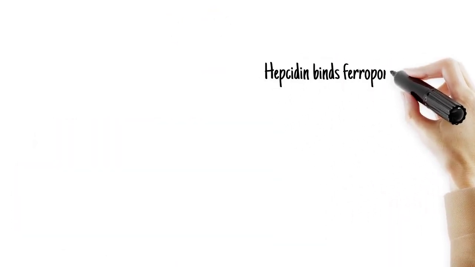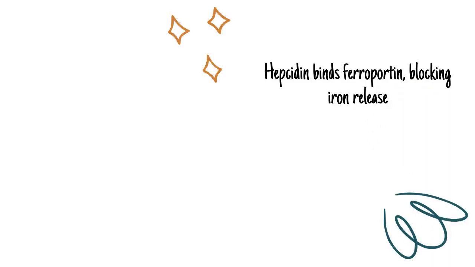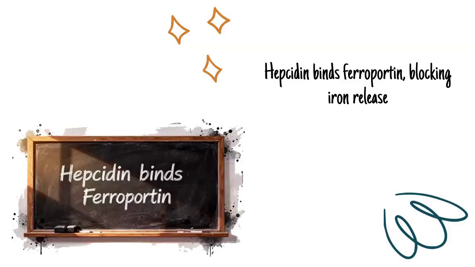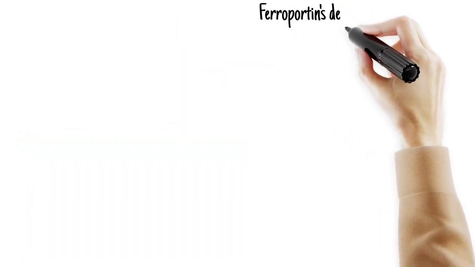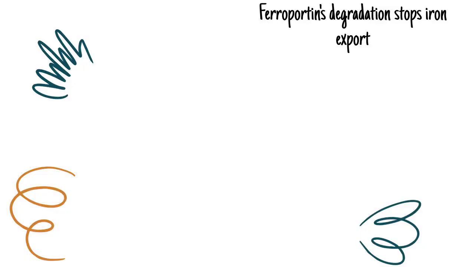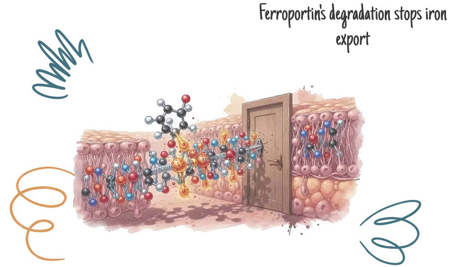Hepcidin is a 25-amino acid peptide produced by hepatocytes that binds ferroportin, the only known cellular iron exporter, on the basolateral surface of duodenal enterocytes and on macrophages of the reticuloendothelial system. When hepcidin binds ferroportin, it triggers ferroportin's internalization and degradation, effectively shutting the door on iron leaving the cell.